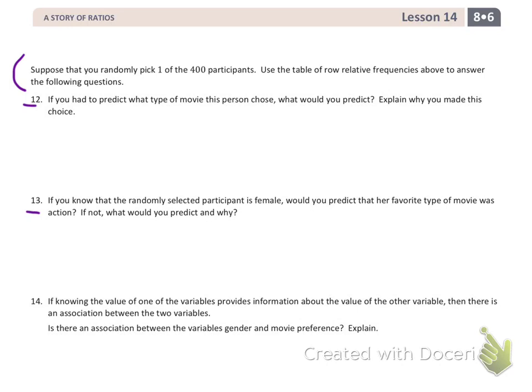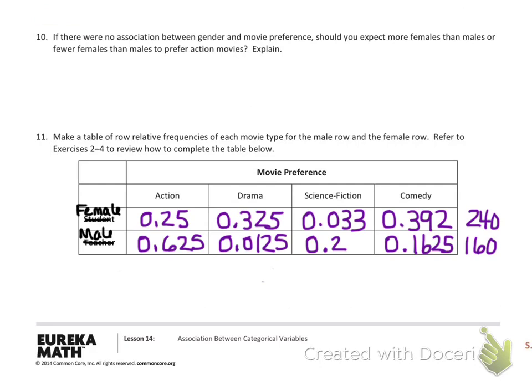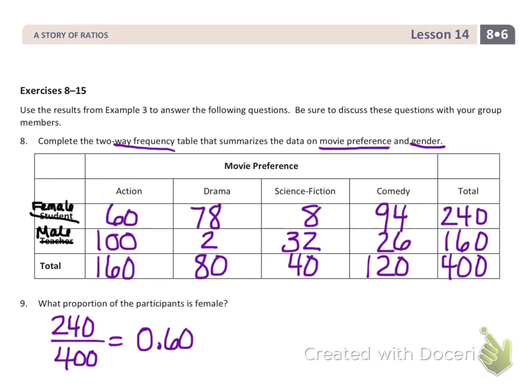Okay, so look back at your table of frequencies, and you can also look back at just the plain old frequency table here to answer these questions.